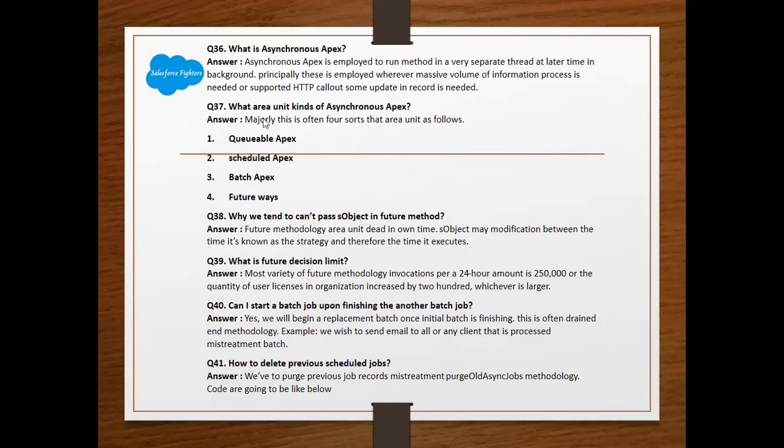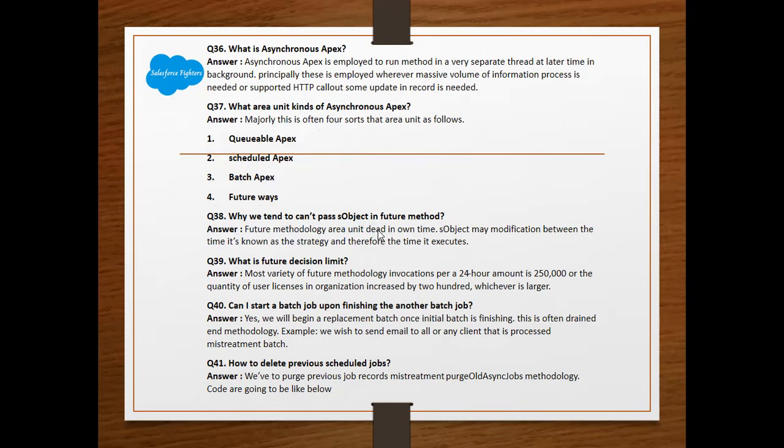Next question: what are the kinds of asynchronous Apex? Majorly, these are Queueable Apex, Schedulable Apex, Batch Apex, and Future Apex. Next question: why can we not pass objects in future methods?